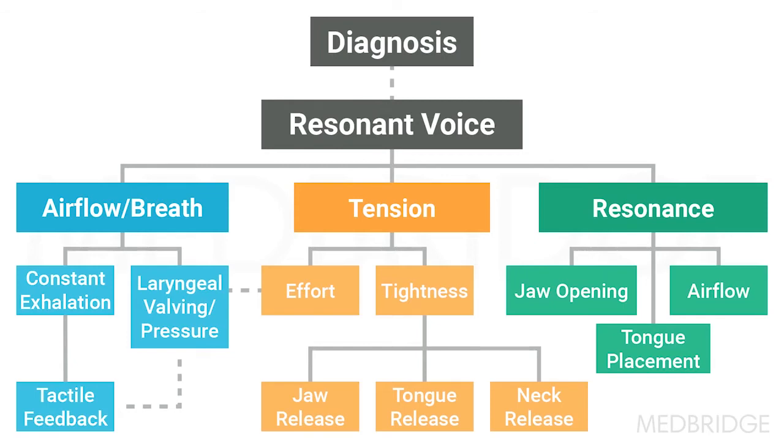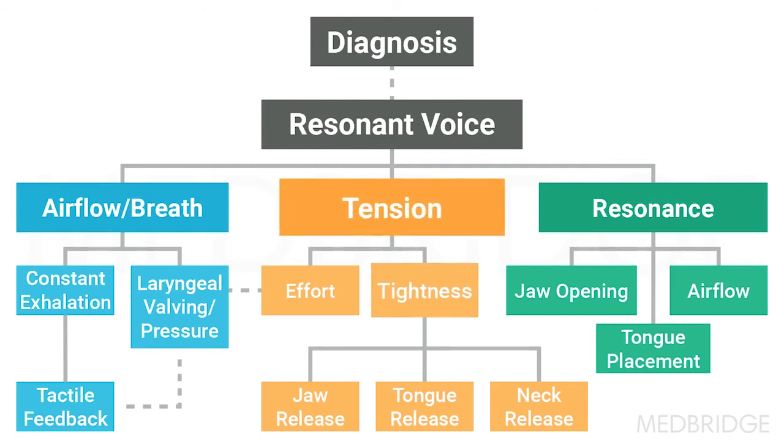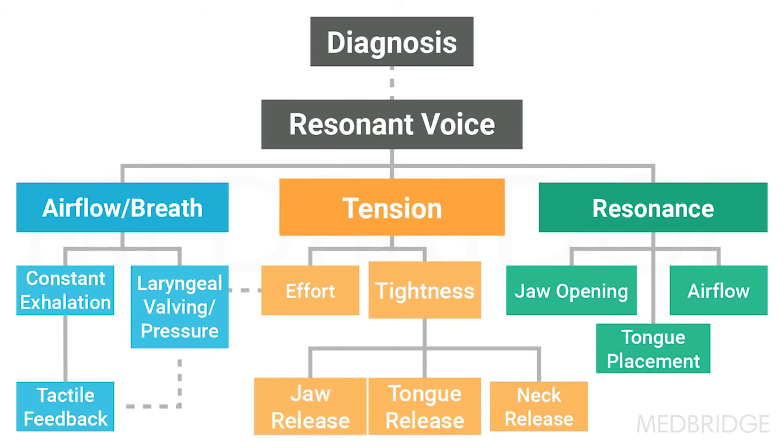And then we talk about resonance. Now, resonance can be impacted by jaw opening, by tongue placement, and by airflow. So we can troubleshoot with airflow. We can go back to that left side of the screen. We can talk about tongue placement. Where is the tongue placed in the mouth? Is it clenched in between the teeth and along the roof of the mouth? Do we need to release the jaw and the tongue?